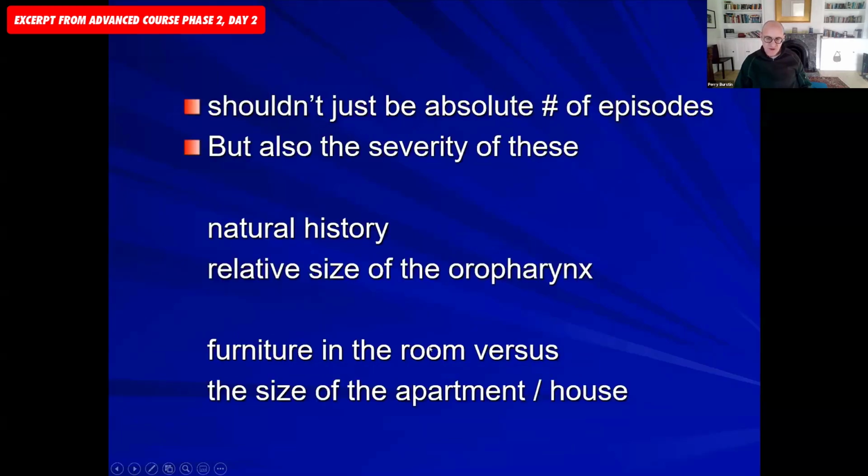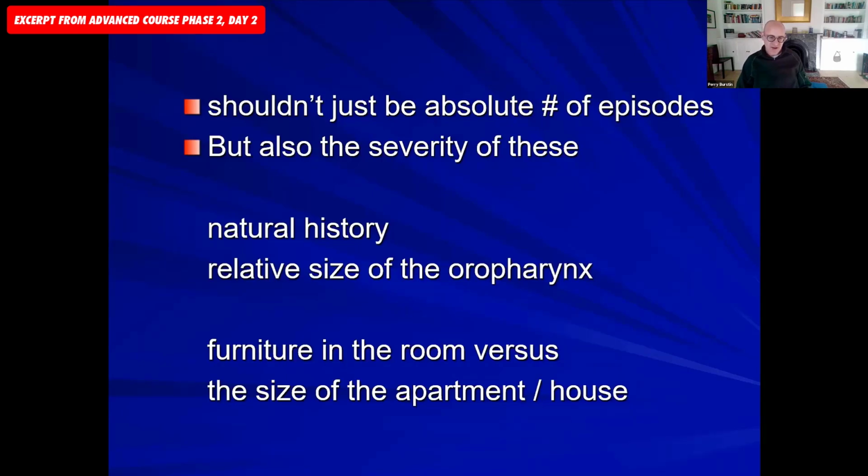What I want to really do is change people's way of thinking, that it shouldn't be just the absolute number of episodes, but we should also be considering the severity of these. And it was always that you had to have 5 or 6 attacks of tonsillitis in a year, 4 over 2 years, or 3 attacks in 3 years. And if you got to that threshold, you could be referred off to an ENT surgeon for surgery.